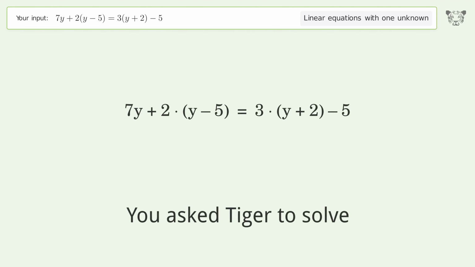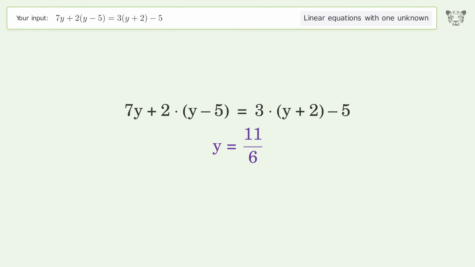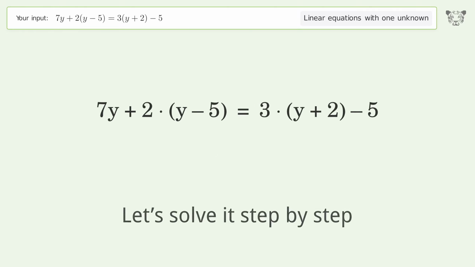You ask Tiger to solve. This deals with linear equations with one unknown. The final result is y equals 11/6. Let's solve it step by step.